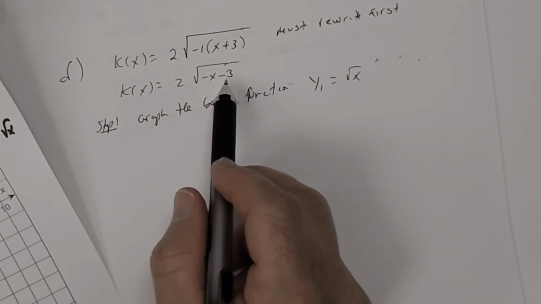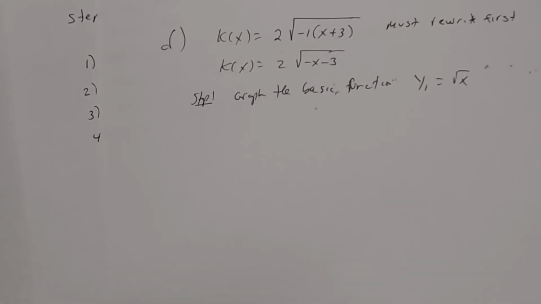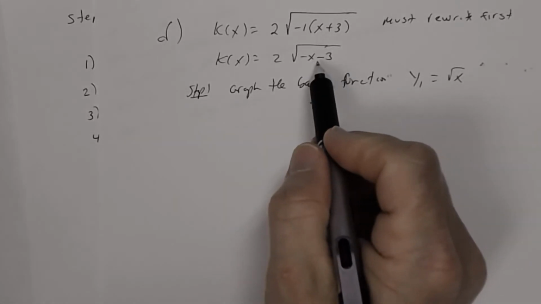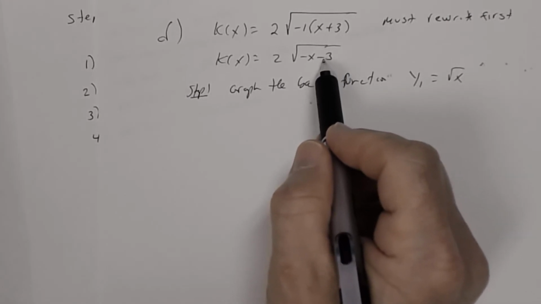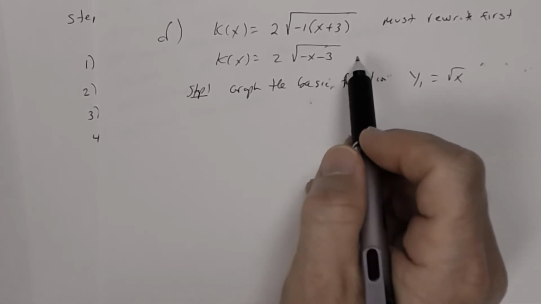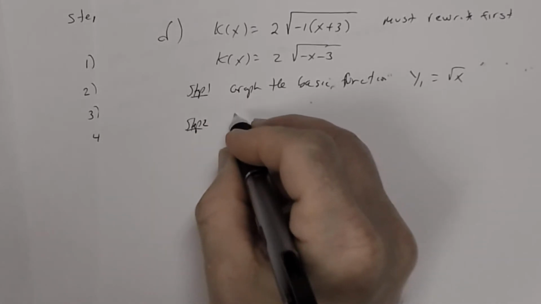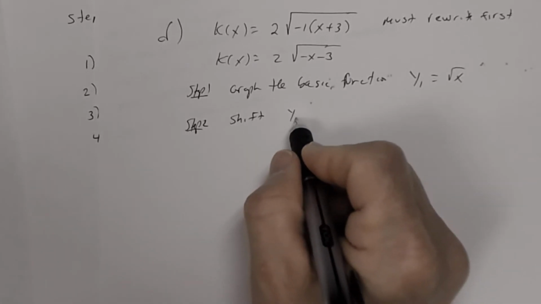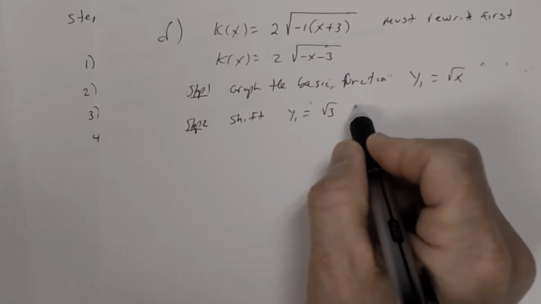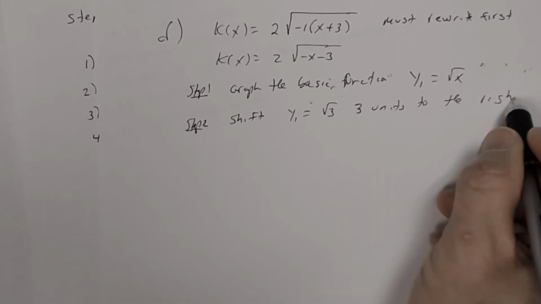Okay. Now, remember, according to our rule, we have to do which of those first? The horizontal. Okay, so remember, horizontal, you got to think counterintuitive. So don't make the mistake and say I'm going to move this 3 units to the left. It's not. You got to think counterintuitive for horizontal. So you move 3 units to the right. Okay, so step 2. So you're going to shift this graph right here, y1, which equals square root of x, 3 units to the right.